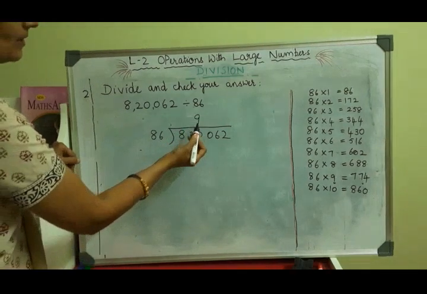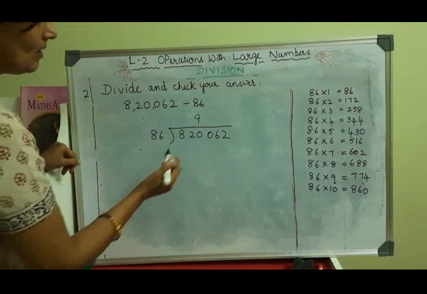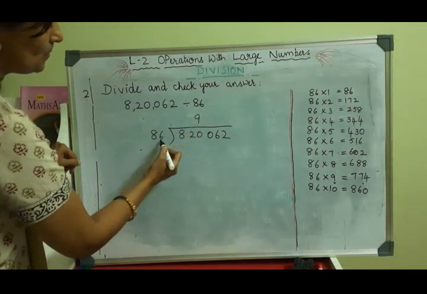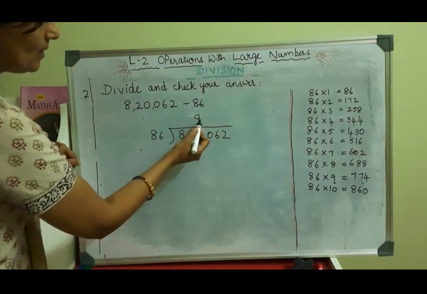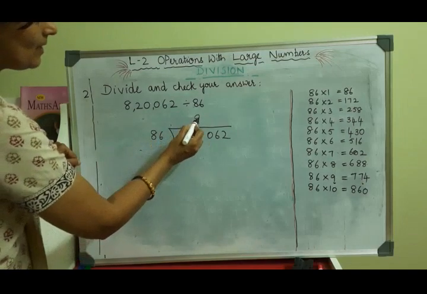You have to write the quotient. That means you are dividing 820 by 86 now. 9. You should multiply the divisor by the quotient. The next step is to multiply 86 by 9.